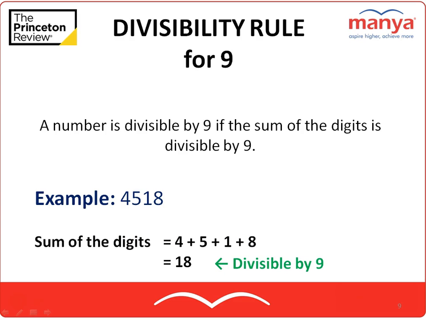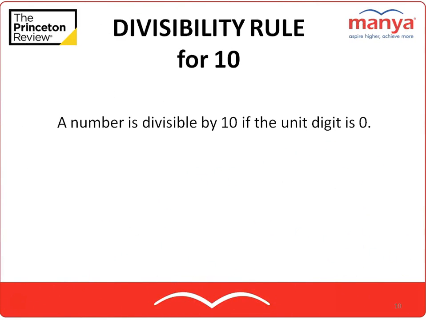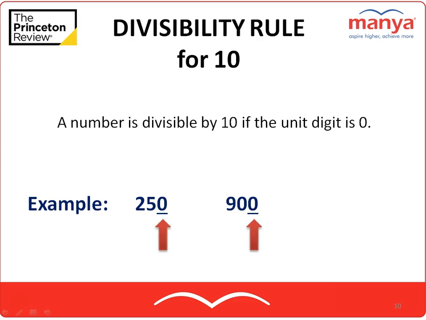Next is the divisibility rule for 10. This is the easiest of all. A number is divisible by 10 if the unit digit is 0. For example, 250 and 900. Quite easy. Let's take a look at the rule for 12.